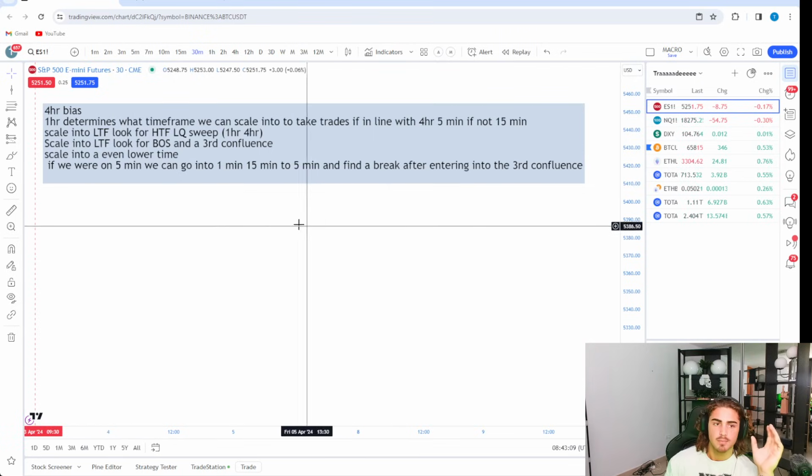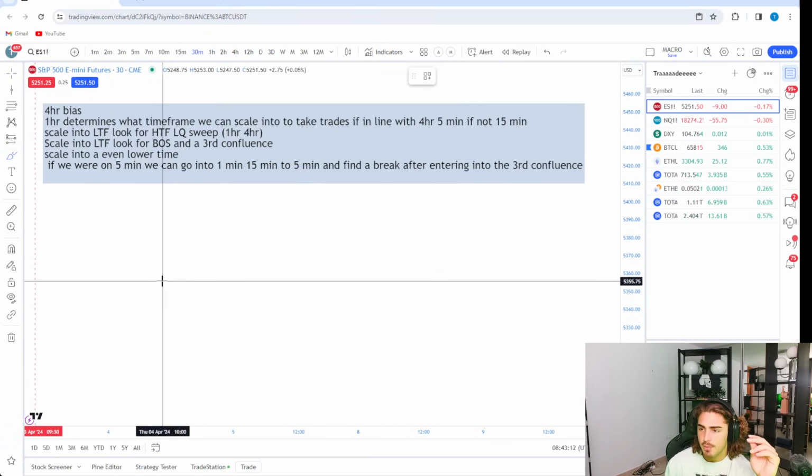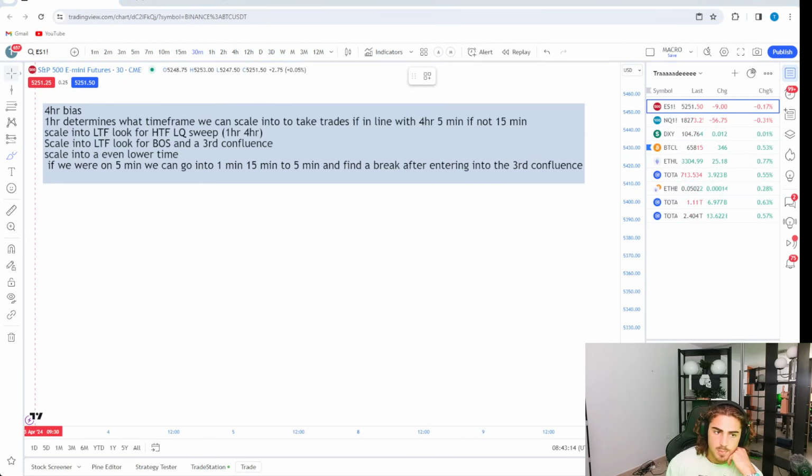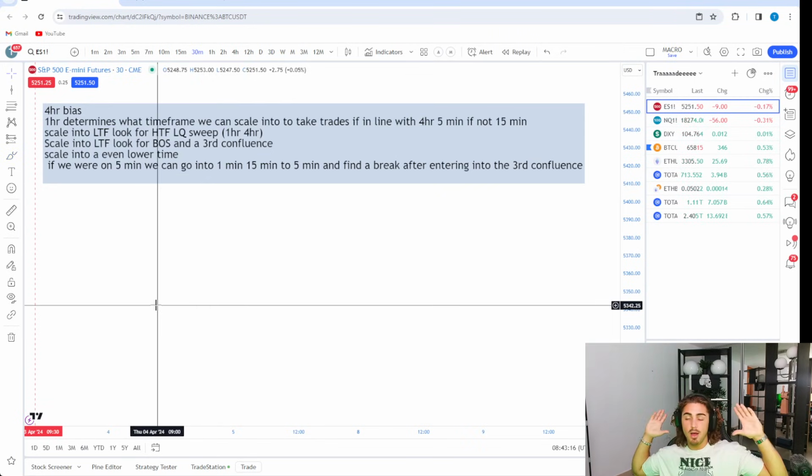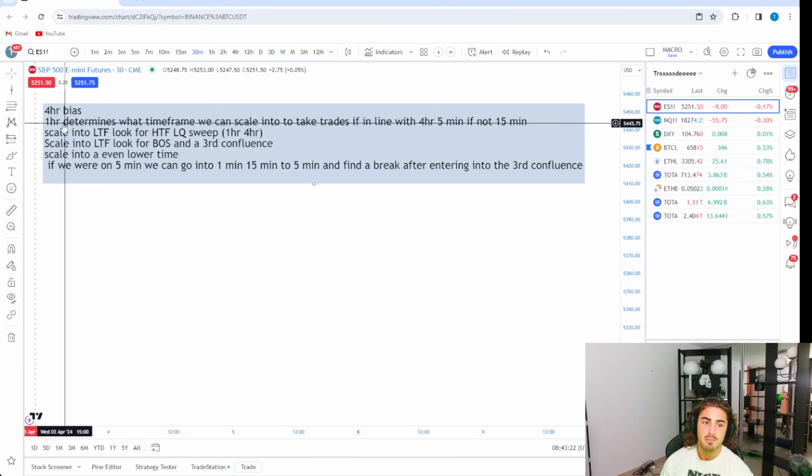Okay, so right now it looks like this. We find the 4 hour bias. We see the 4 hours bullish, cool. Our overall bias for the day is going to be bullish. From there, we scale into the 1 hour time frame and we see what's the 1 hour bias, okay? And that determines what time frame we can scale into to take the trade.